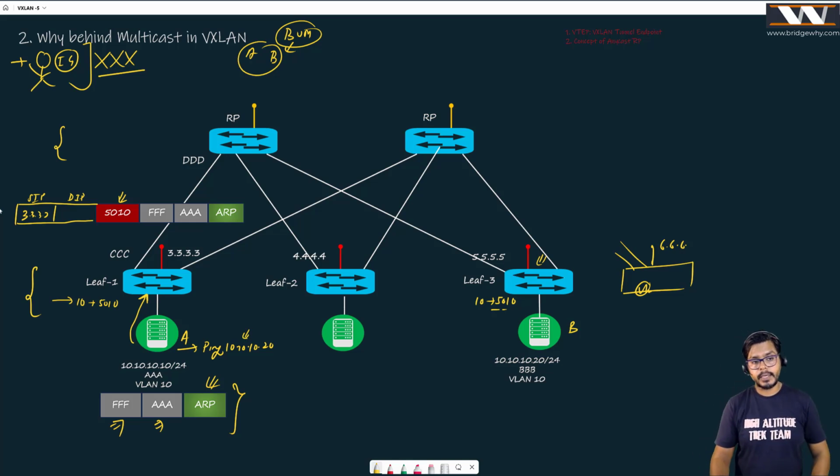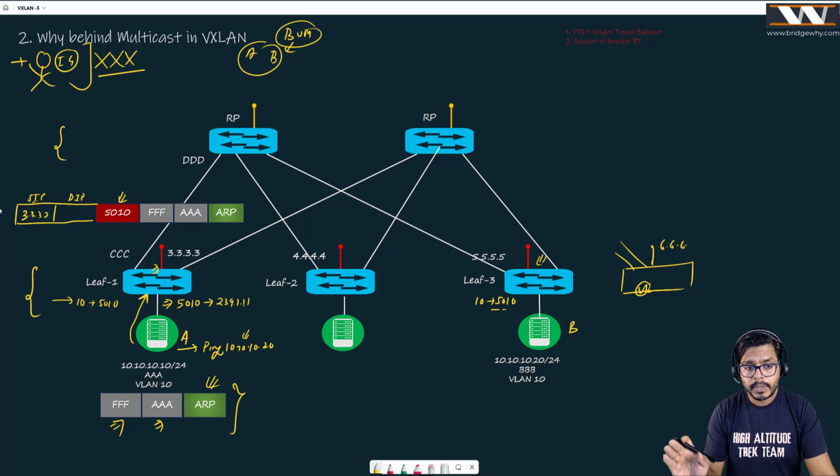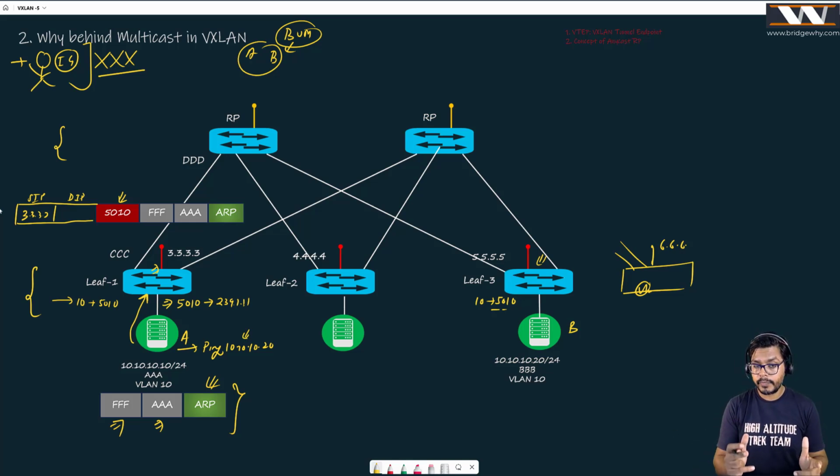The other way is, suppose what intelligent thing I am doing. I am saying, Mr. Leaf 1, you know that you have 5010 VNI, right? And you have this VTEP interface 3.3.3.3. I am assigning you a multicast address, and that is 239.1.1.1. Wherever your 5010 VNI is, you are configuring this network, right? You are deciding all these things.